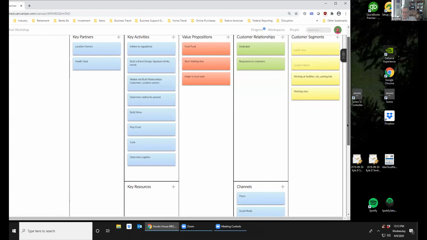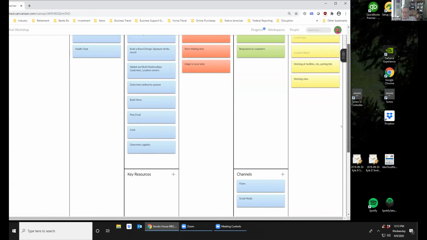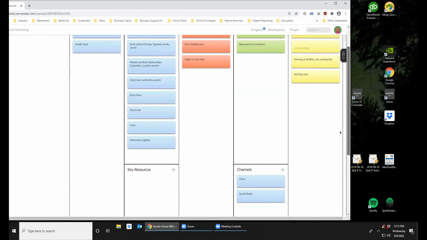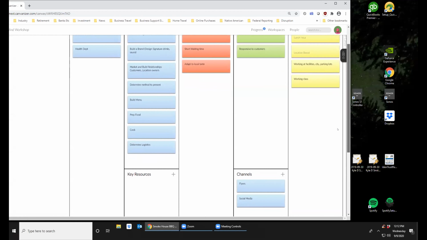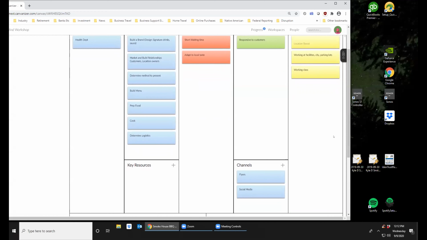So then how do we reach these folks? How do we market to them? What are the channels? On the channels, we decided to do social media and flyers, as well as the work site. I don't think we put that on there, but it was discussed. Okay, so I'll add that in too. The work site. Yeah, I'll add that in.